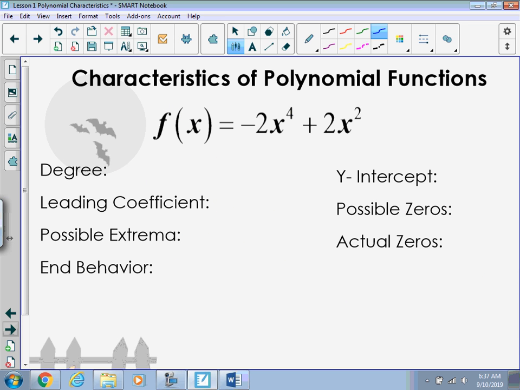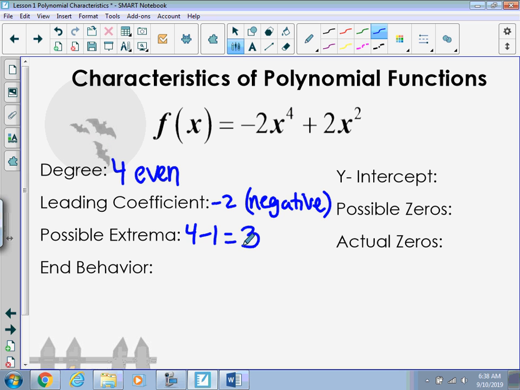We'll give it one more shot here. The degree here is 4, so it's even. The leading coefficient is negative 2, and it's negative. The possible extrema are going to be 4 minus 1, which is 3. And behavior, this is an even graph, so they're going to be going in the same direction. I just have to determine whether y is going to positive infinity or negative infinity. And since it is a negative leading coefficient, both of our y's are going to be going to negative infinity.